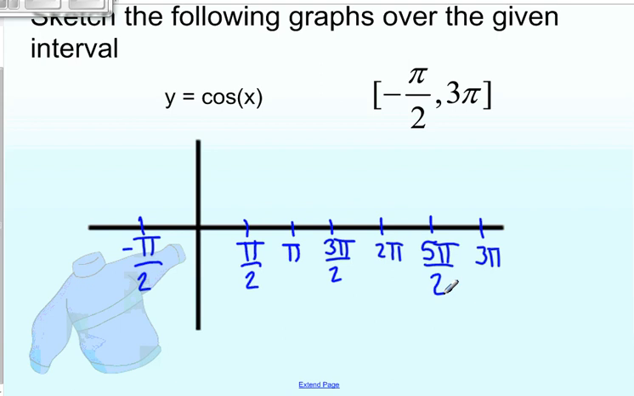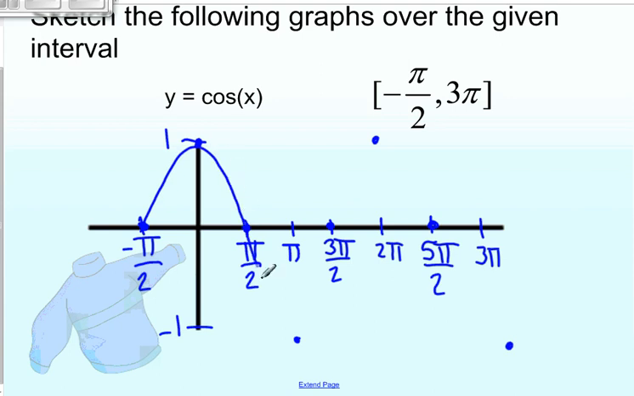So at negative pi over 2, cosine is going to start at 0, right? Because we're not going to have any value there. I need to put in my 1 and my negative 1. And then cosine at 0 goes to 1. And then it goes down to 0 at pi over 2, and then the value at pi is negative 1. The value at 3 pi over 2 is 0. The value at 2 pi is 1. 5 pi over 2 is going to be back down at 0. And then 3 pi is going to be back down at negative 1.